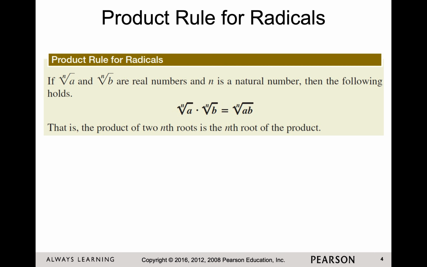So we're going to use the product rule for radicals. When you multiply two radicals with the same index, it's very important, it has to be the same, you can write them under one radical. You don't add anything, you don't subtract anything. You write them under one radical.